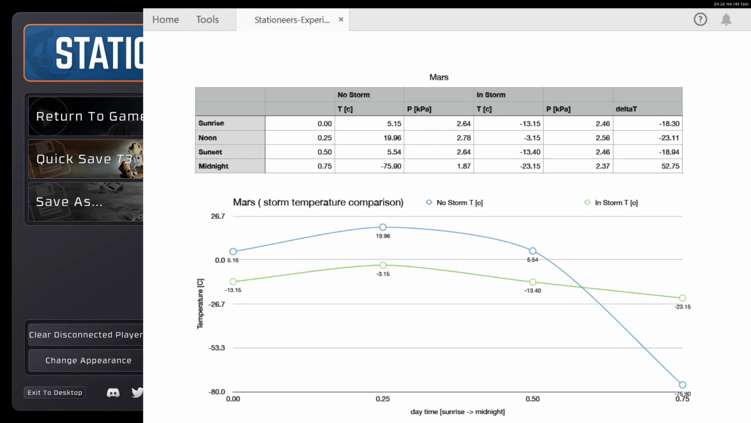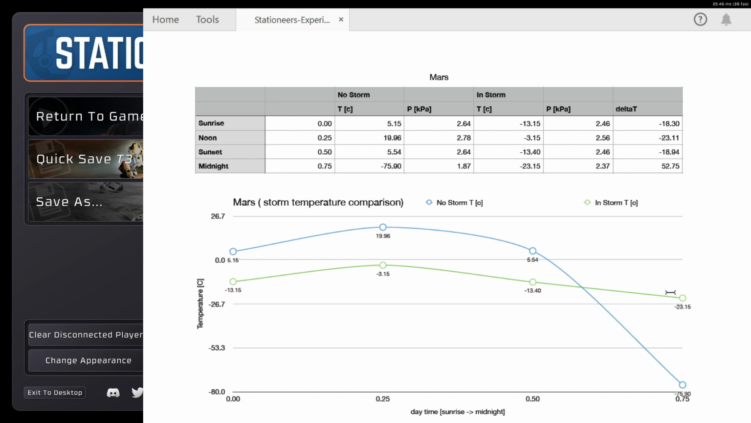And here we go. So, as you can see, I measured it for every planet. So, sunrise, noon, sunset, and midnight. And here you have the temperatures for Mars. And as you can see, the temperature on Mars is dropping. So, the green line is the storm temperature. And the temperature is dropping by, let's say, roughly 20 degrees. If you have noon, you are sitting at minus 3 degrees.